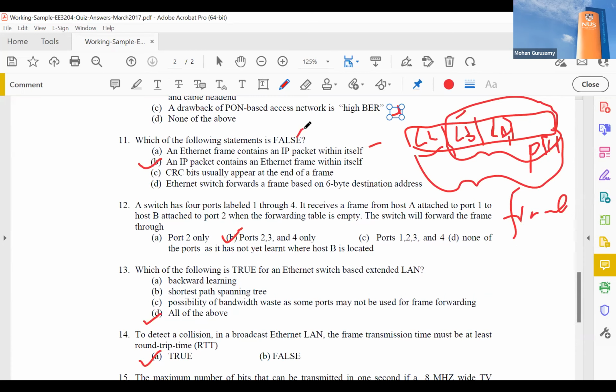Okay. Now, B: an IP packet contains Ethernet frame. It's not correct. If you look at this, this is the IP packet. It starts with L3, and inside the IP packet you have layer 4, that is the TCP header and the payload. So that means the IP packet carries a TCP segment or UDP segment. So B is false. C: CRC bits appear at the end of the frame. That is true. If you look at the frame format, CRC will appear at the end. D: Ethernet switch forwards a frame based on the 6-byte destination address. That is correct.